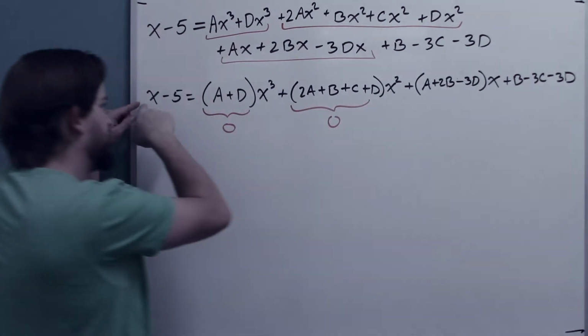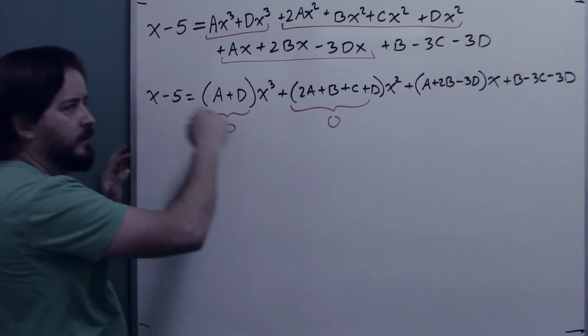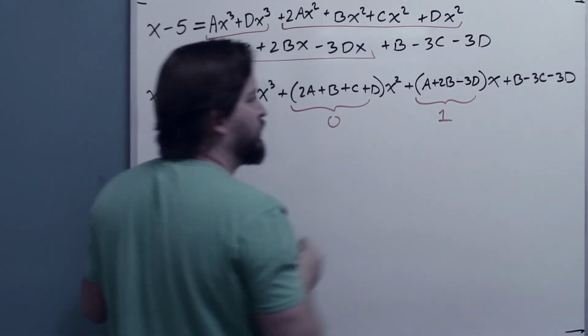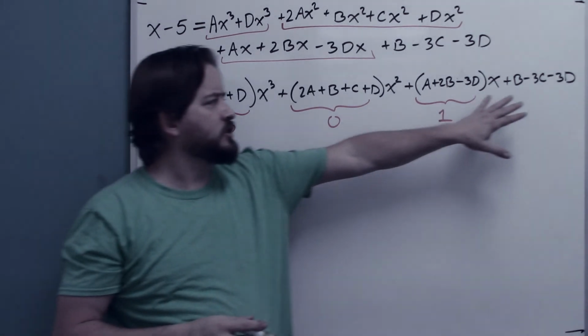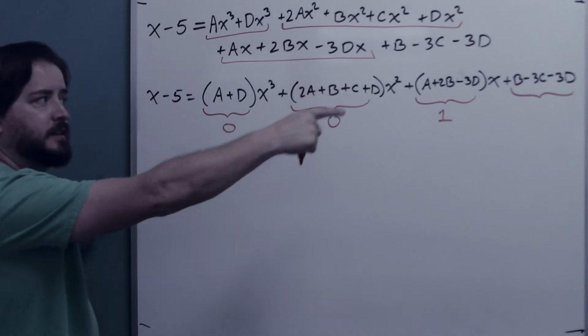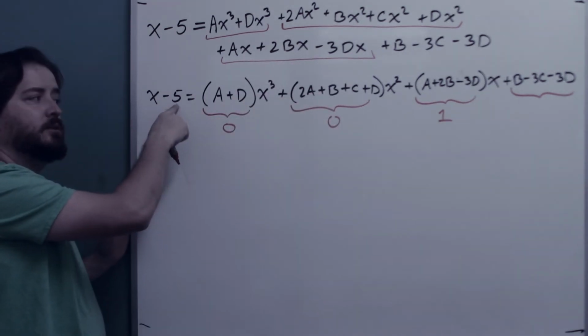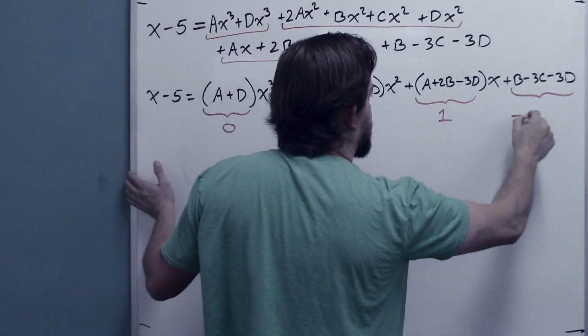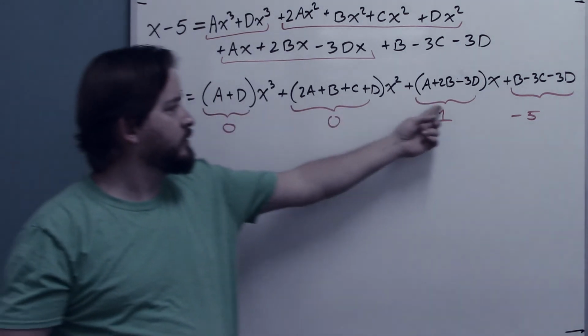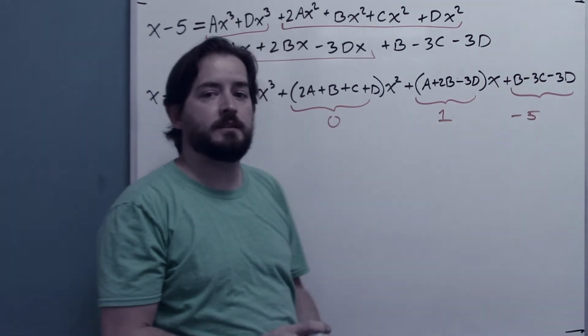So this has to be 0. The x term has to be 1. The coefficients a plus 2b minus 3d have to add up to be 1. And then all of this junk over here, this b minus 3c minus 3d, that's the constant terms without an x, that has to equal negative 5. Okay? So what does all of this mean? I have 1, 2, 3, 4 equations.